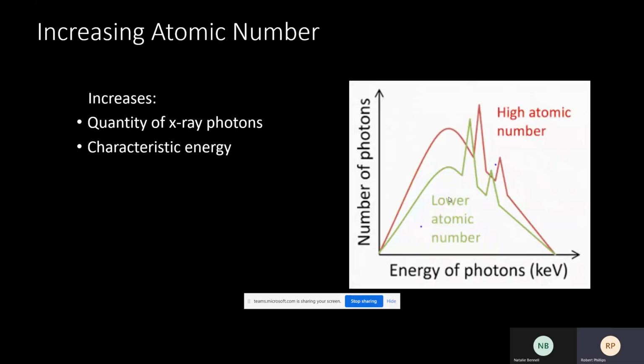So if we increase the atomic number of the anode, the quantity of X-ray photons will increase, and the characteristic energy will increase because the binding energy of a high atomic number material is higher than that of a low atomic number material.